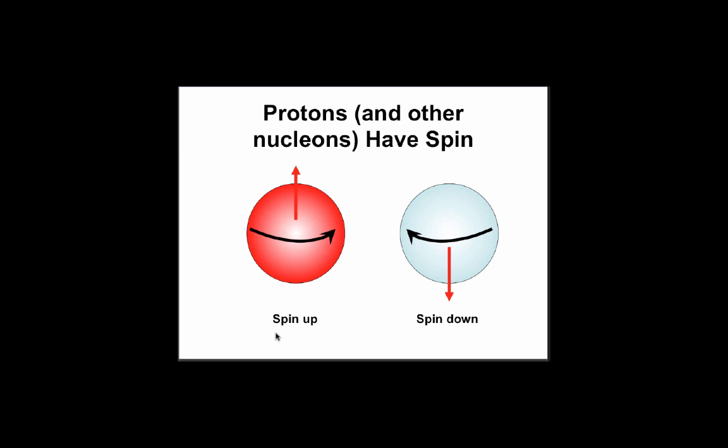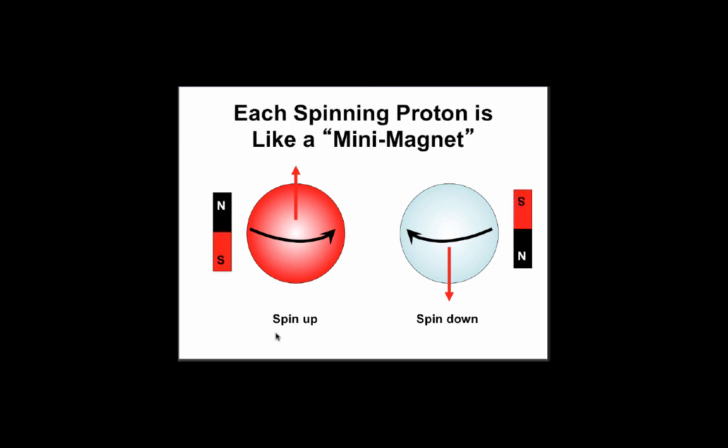They can be spinning like the Earth, and some of them are spinning counterclockwise, some are spinning clockwise. So we call them spin up or spin down. When you have a charge spinning, and protons have a positive charge, in the spin up case the North Pole is at the top and the South Pole is at the bottom. With spin down, counterclockwise spin, the North Pole is down and the South Pole is up.